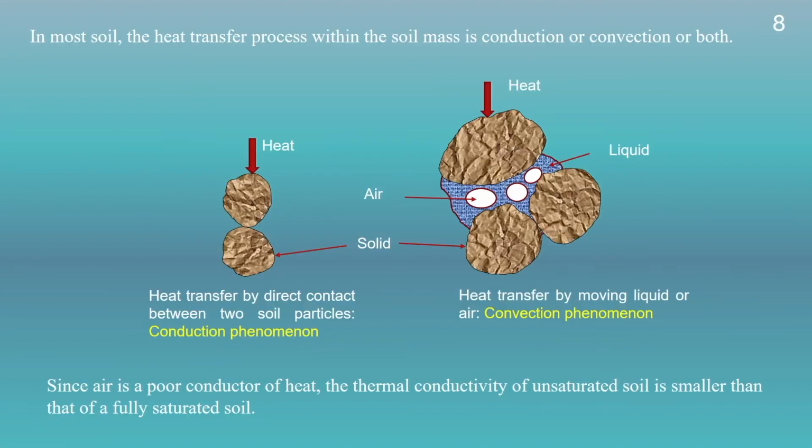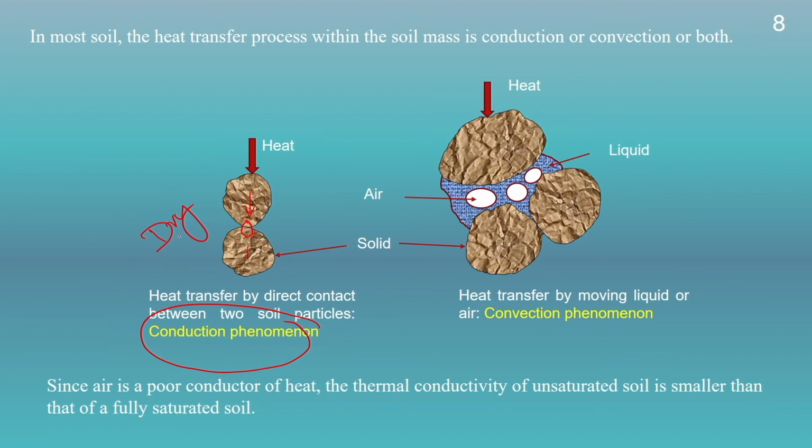Talking about how heat gets transferred in soil, it depends on the soil condition. Say for example, if we take a dry soil, there will be no water in it. So, when we apply heat over here, the heat will be transferred from this particle to this particle through this point of contact. So, that will be due to conduction.